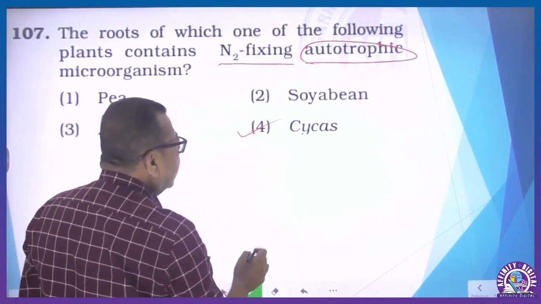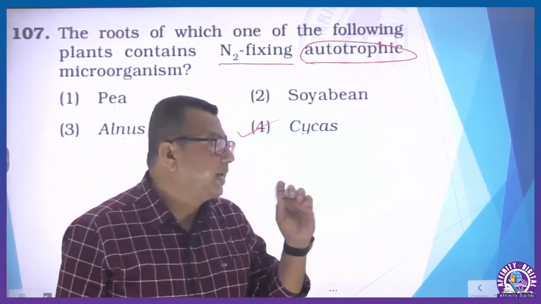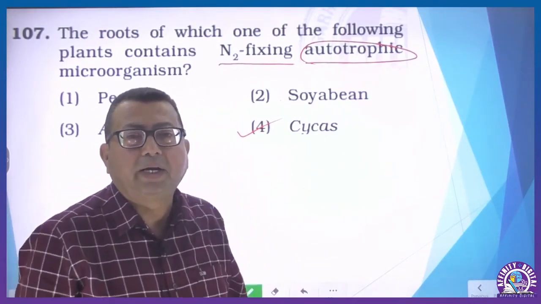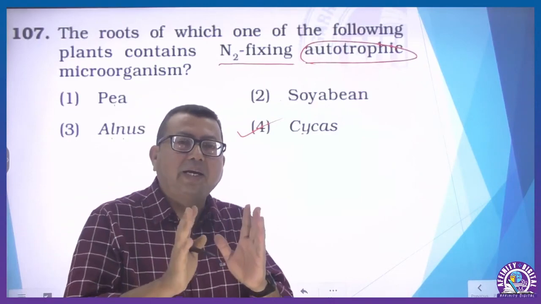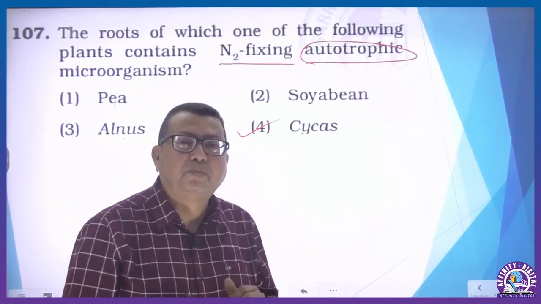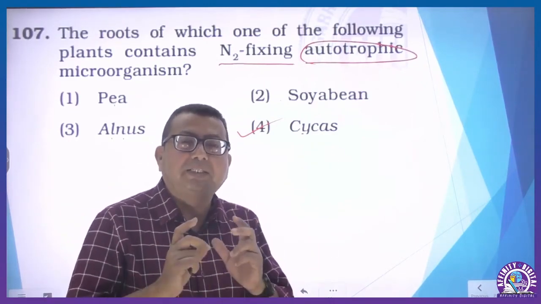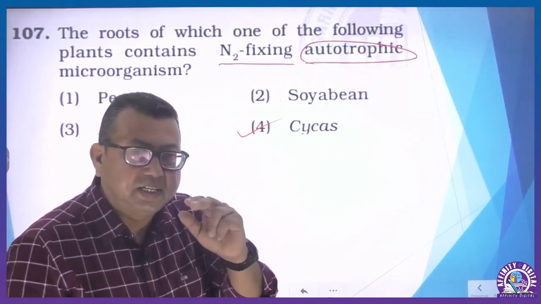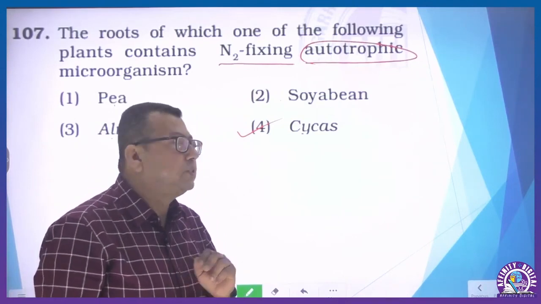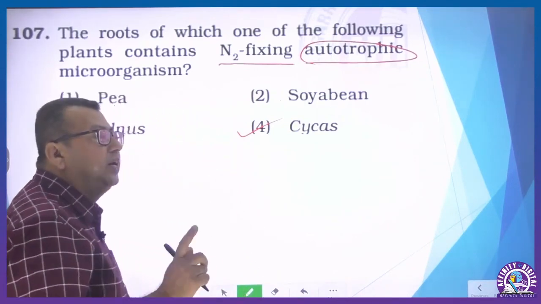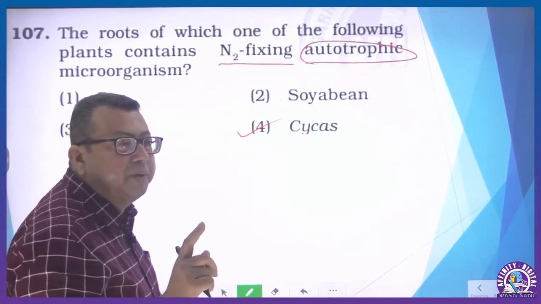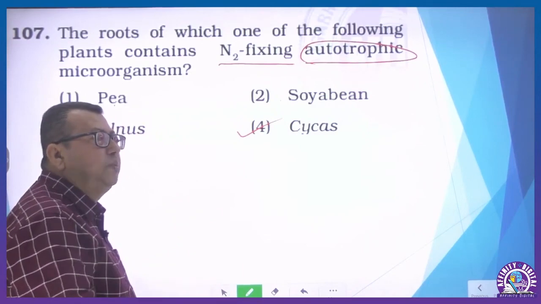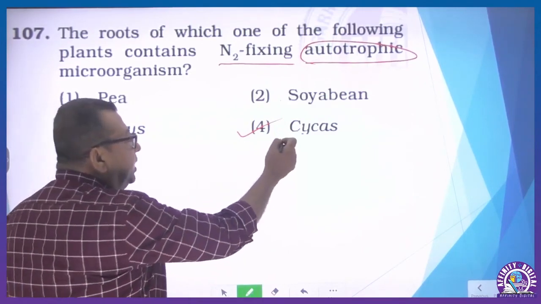So the answer will be Cycas. Cycas is a gymnosperm, it is a living fossil. Its main root is a tap root. OK, but in addition to the main root, Cycas has adventitious roots called coralloid roots, and just inside the skin of coralloid roots, a nitrogen fixing filamentous cyanobacteria called Anabaena cycadae is found. And since all cyanobacteria are autotrophic, the answer will be Cycas.